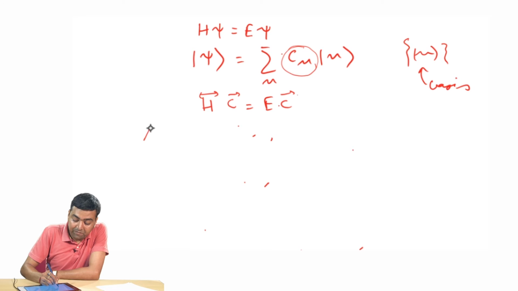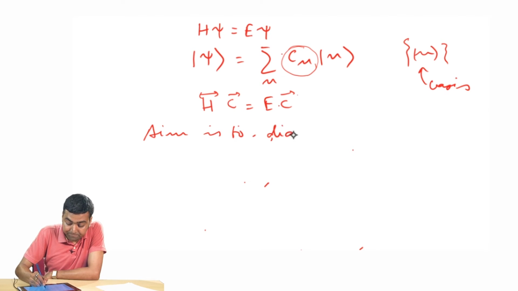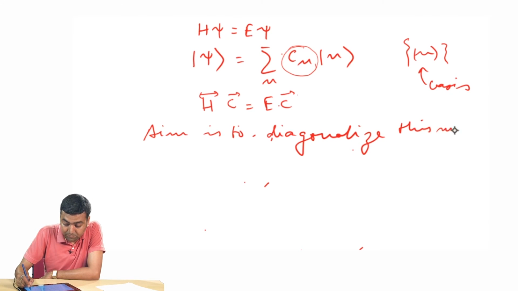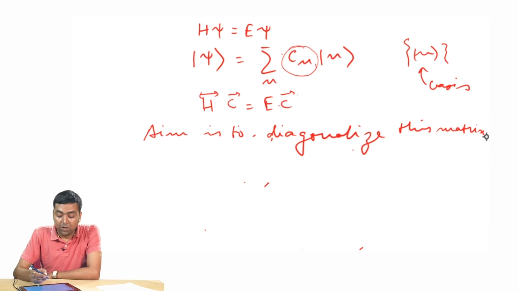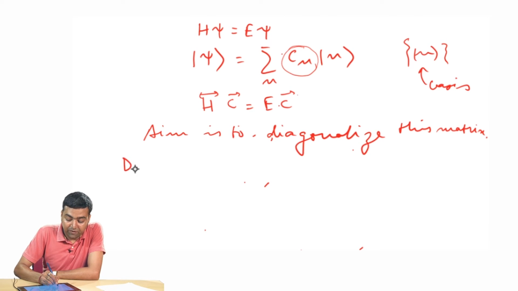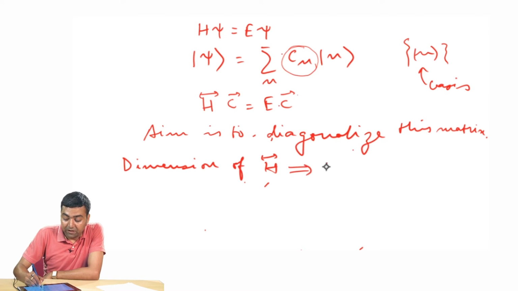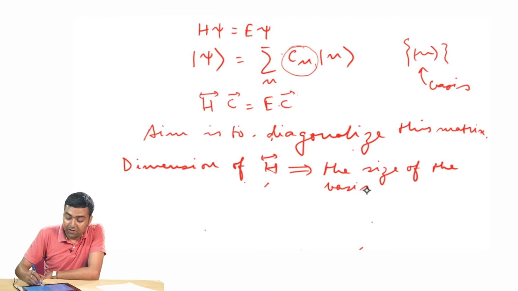And now our aim is to diagonalize this matrix. Now, note that the dimension of H is determined by the size of the basis, or in other words, how many basis functions I have used.